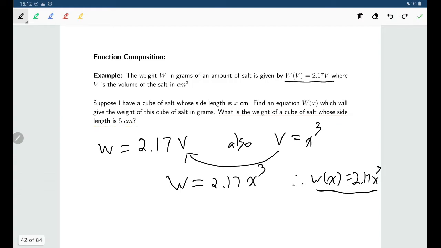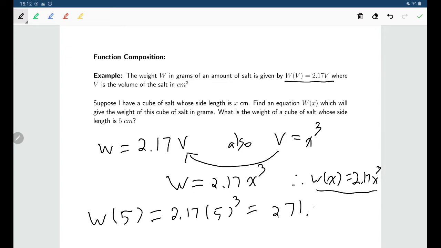And that's easy enough for me to do now, because if you're looking for that, you just want to know what is the weight of a cube of salt whose side length is 5, and that would be 2.17 times 5 cubed, or 271.25. So you could say that the weight is 271.25 grams. There we go.